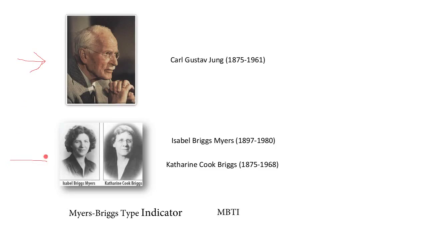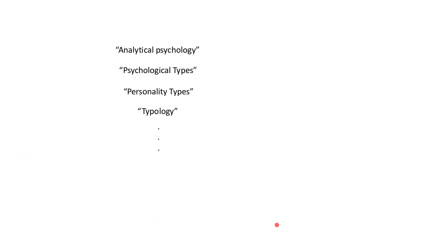And after him, an American mother and daughter called Isabel Myers and Katharine Cook Briggs followed the concept, followed the theory, and with long-term work and effort, they developed a questionnaire which helped people to decide about their type, which I'm going to talk about. It is now called MBTI, the Myers-Briggs Type Indicator. So analytical psychology, psychological types, personality, and some other phrases are all related to this theory.